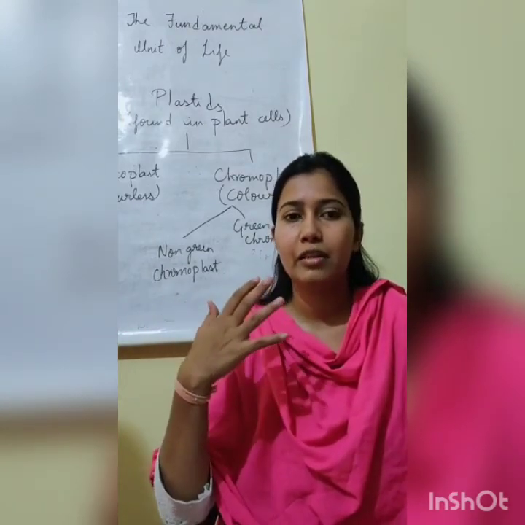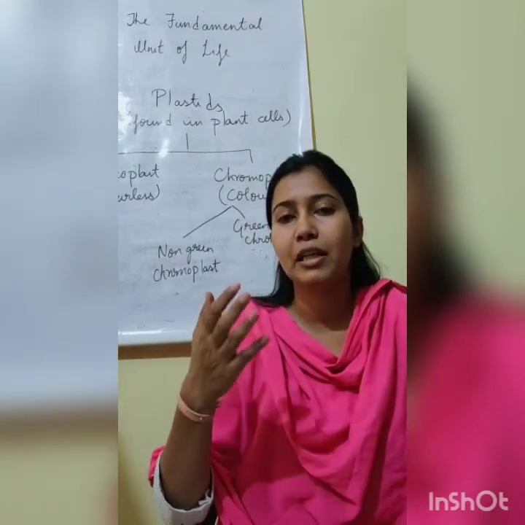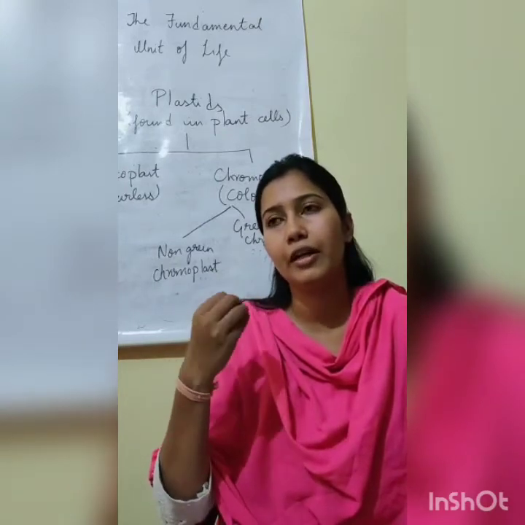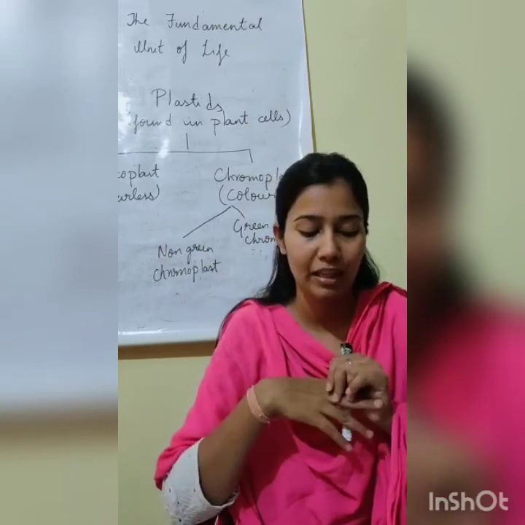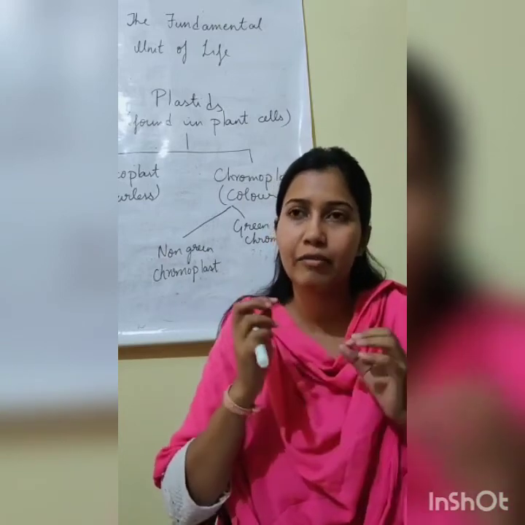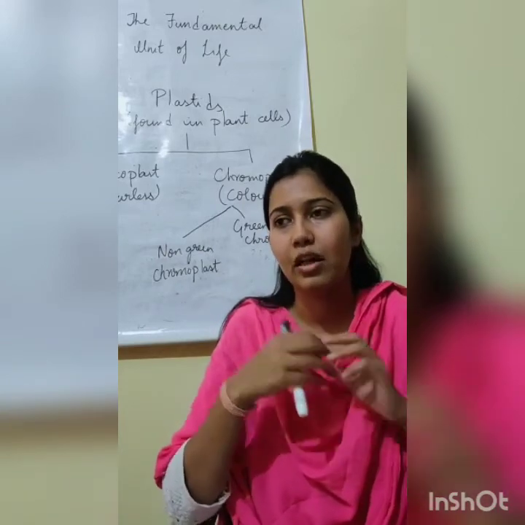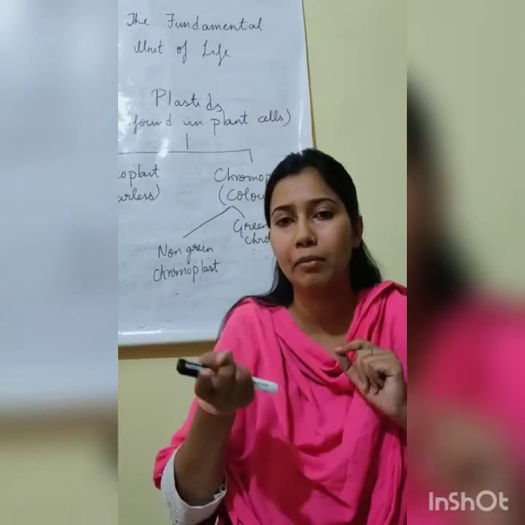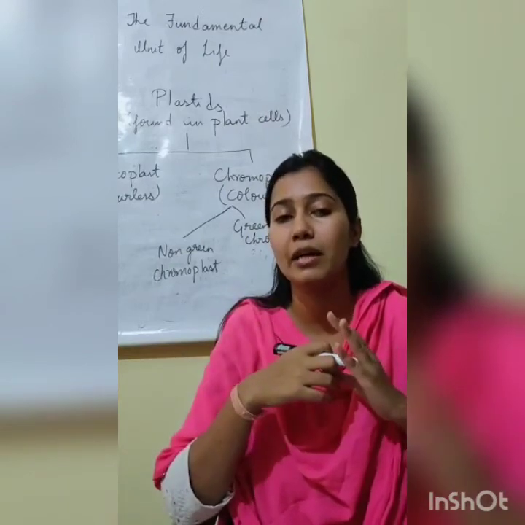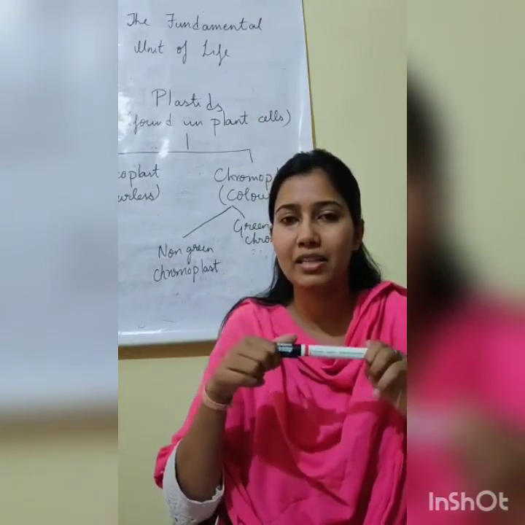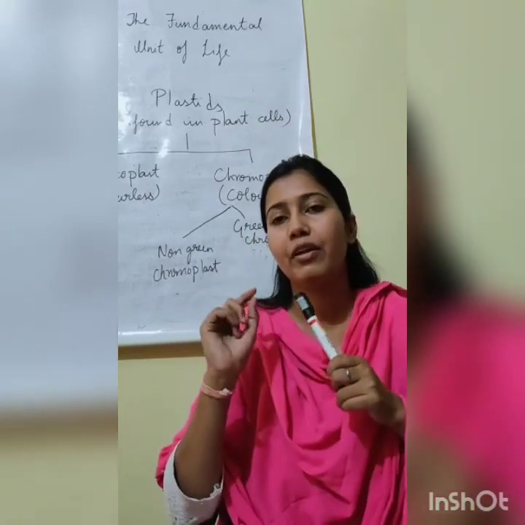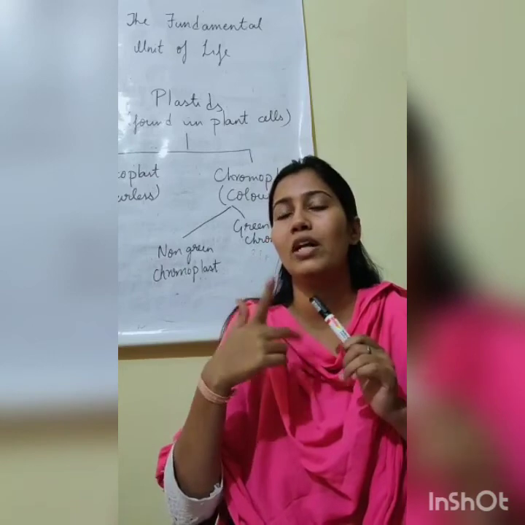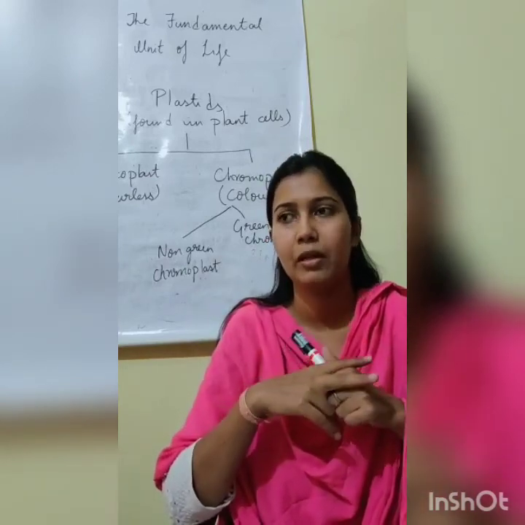Vacuoles occur in both plant cells and animal cells, but there is a difference. In animal cells, the vacuoles are small in size and present in large number. But in plant cells vacuoles are bigger in size and there are only a few vacuoles, it means 1 or 2 vacuoles are present.